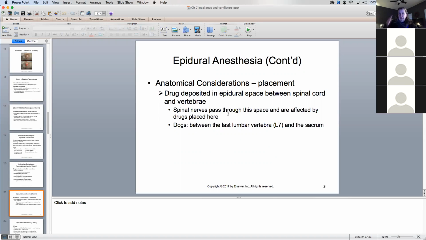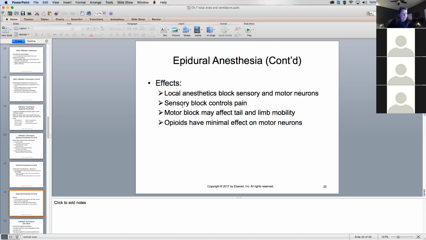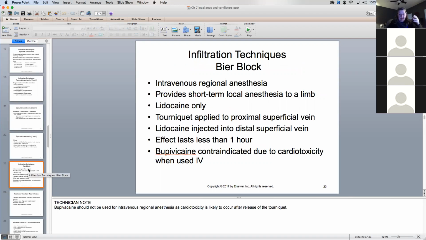You may only be working on one side, but you're going to get a block on both sides. But we're doing it at L7S1. The sensory blocking is what controls the pain. But you may have a motor block that affects, you know, they may not be able to wag their tail. They may need help getting outside. If they're in your hospital that night, they may not be able to walk outside. They may need a sling because, again, if it blocks motor, that's movement. They may kind of defecate because they're not controlling those muscles back there very well.